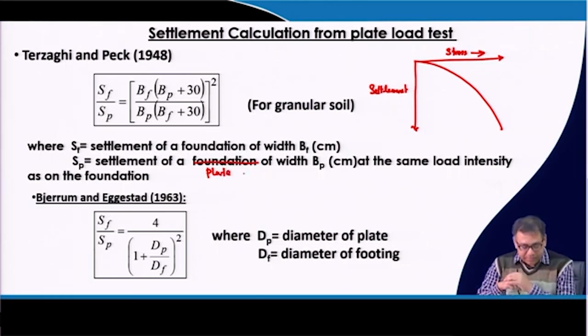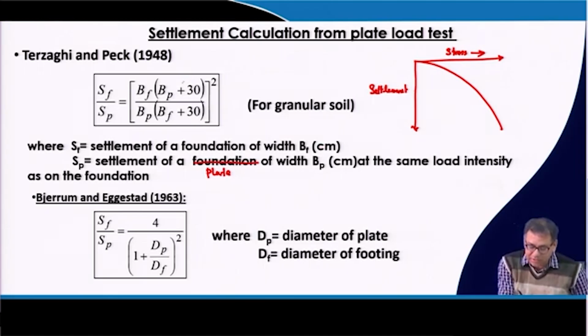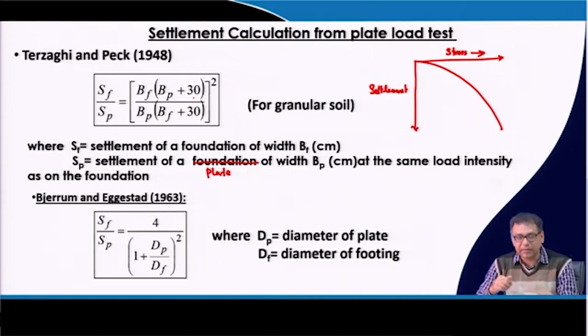Okay, SP is the settlement of a plate with BP at the same loading intensity as on the foundation. So, that means SF is the settlement of the foundation with BF, and remember that BP and BF all are in centimeter, then only you can write 30. So, you can write these 30 if the dimensions of the plate and the foundation are in centimeter. And SP is the settlement of the plate with BP at the same load intensity as on the foundation.